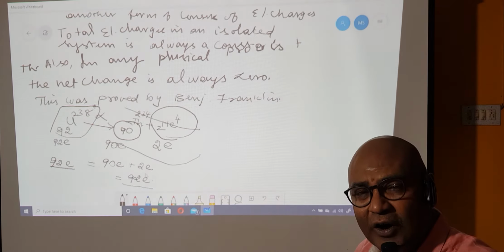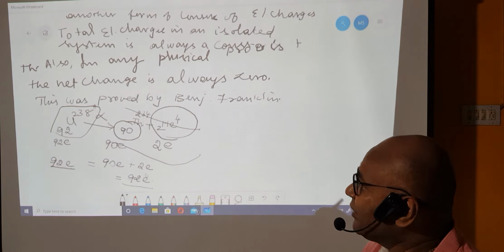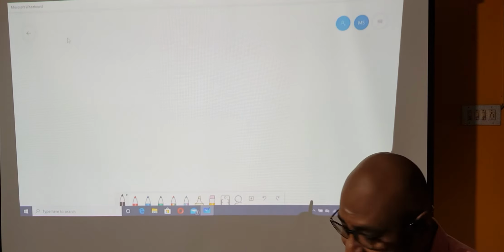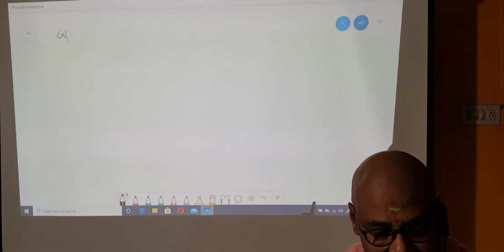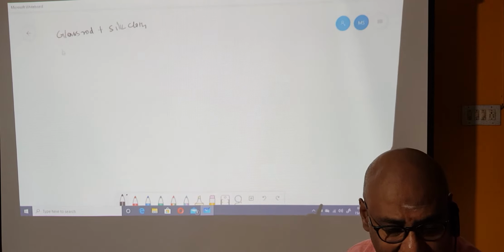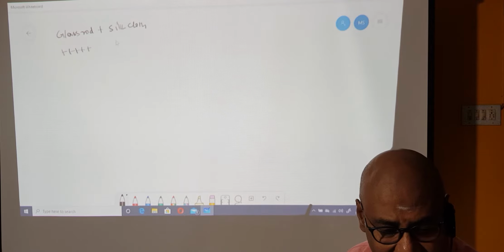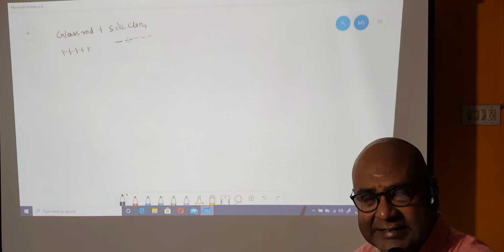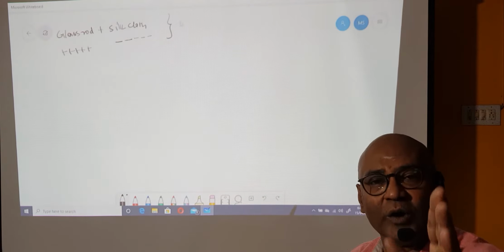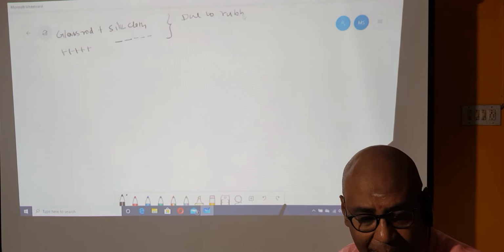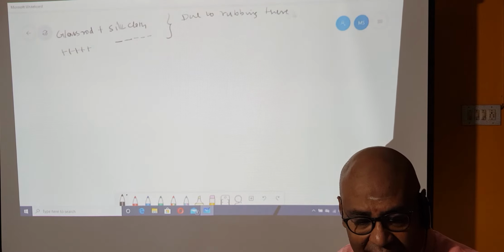We can also go for the next example, which was given by Benjamin Franklin. What did Benjamin Franklin state? Benjamin Franklin stated that when the glass rod is rubbed with silk cloth, what will happen? This glass rod acquires positive charges and an equal number of negative charges are available in the silk cloth. This was the example given in your book. So from this, what is the conclusion arrived? The conclusion arrived is, due to rubbing, there is a transference of electrical charges.